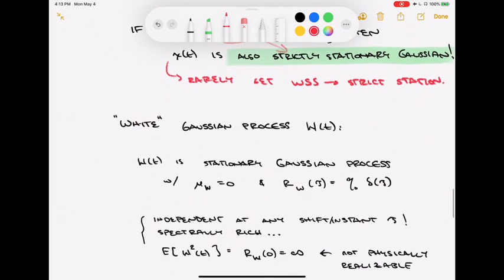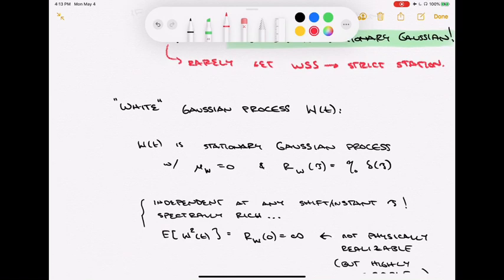There is also something called a white Gaussian process. White Gaussian processes are also highly desirable. A white Gaussian process, W of t, is really a stationary Gaussian process that is zero mean, okay? And its correlation function is basically a delta function. What does that mean? That means that if you look at the expectation of that process with itself with no shift, you can get some value. That's like the variance of the process. But if you shift it at all, that correlation function goes to 0, and because it's zero mean, that also means the covariance is 0, and that also means that the correlation coefficient is 0.